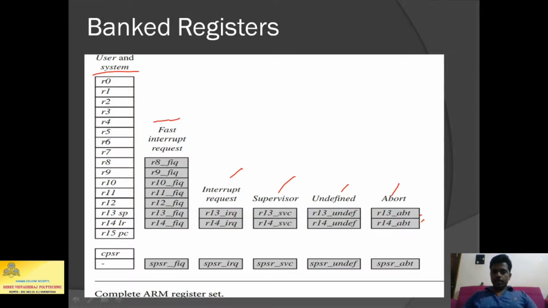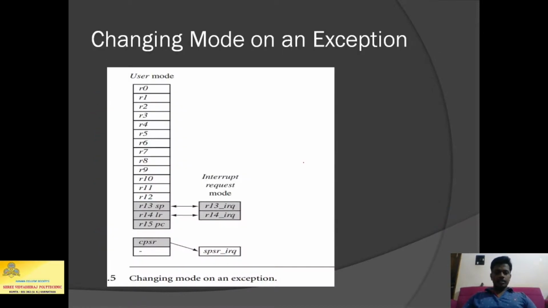In the abort mode, we have banked registers R13_ABT, R14_ABT and SPSR_ABT. Now when the processor moves from user or system mode to abort mode, R0 to R12 will be available as they are, but R13 and R14 will be replaced by R13_ABT and R14_ABT. You can see in this diagram, in the different modes, they will be replaced by this kind of registers.